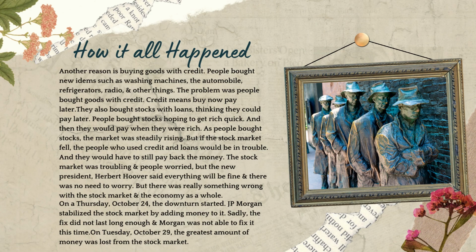The stock market was troubling and people worried, but the new president, Herbert Hoover, said everything would be fine and there was no need to worry. But there was something really wrong with the stock market and the economy as a whole. On Thursday, October 24th, the downturn started. J.P. Morgan stabilized the stock market by adding money to it. Sadly, the fix did not last long enough and Morgan was not able to fix it this time. On Tuesday, October 29th, the greatest amount of money was lost from the stock markets.